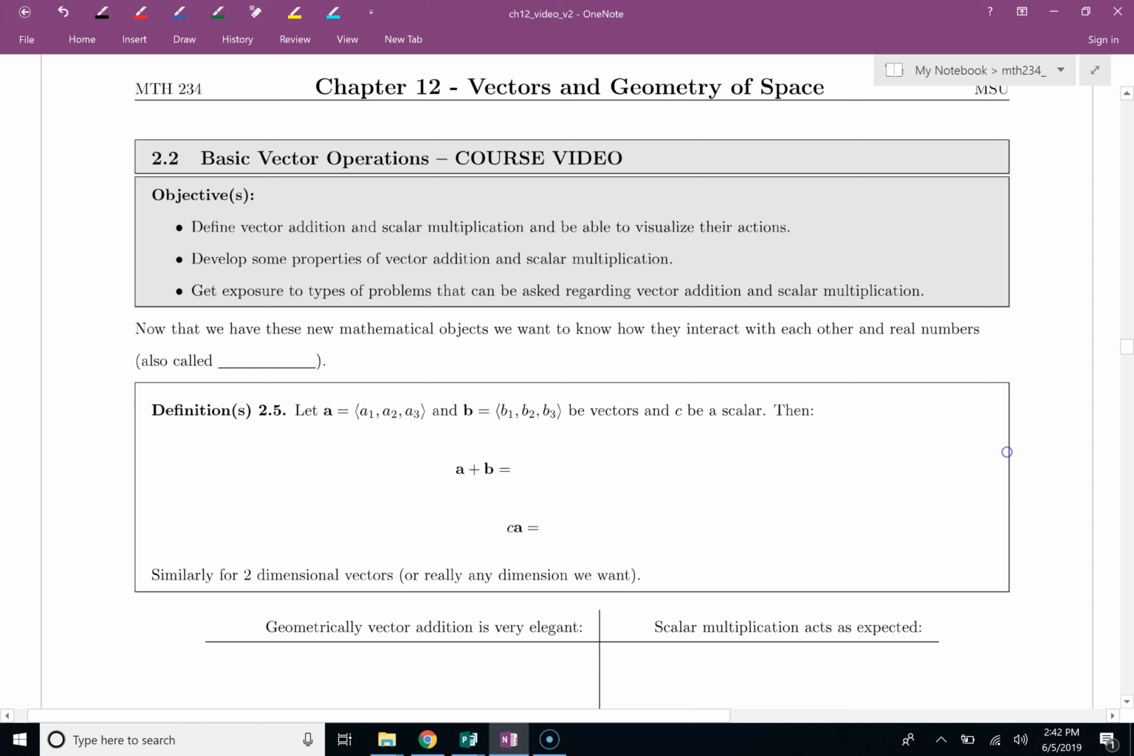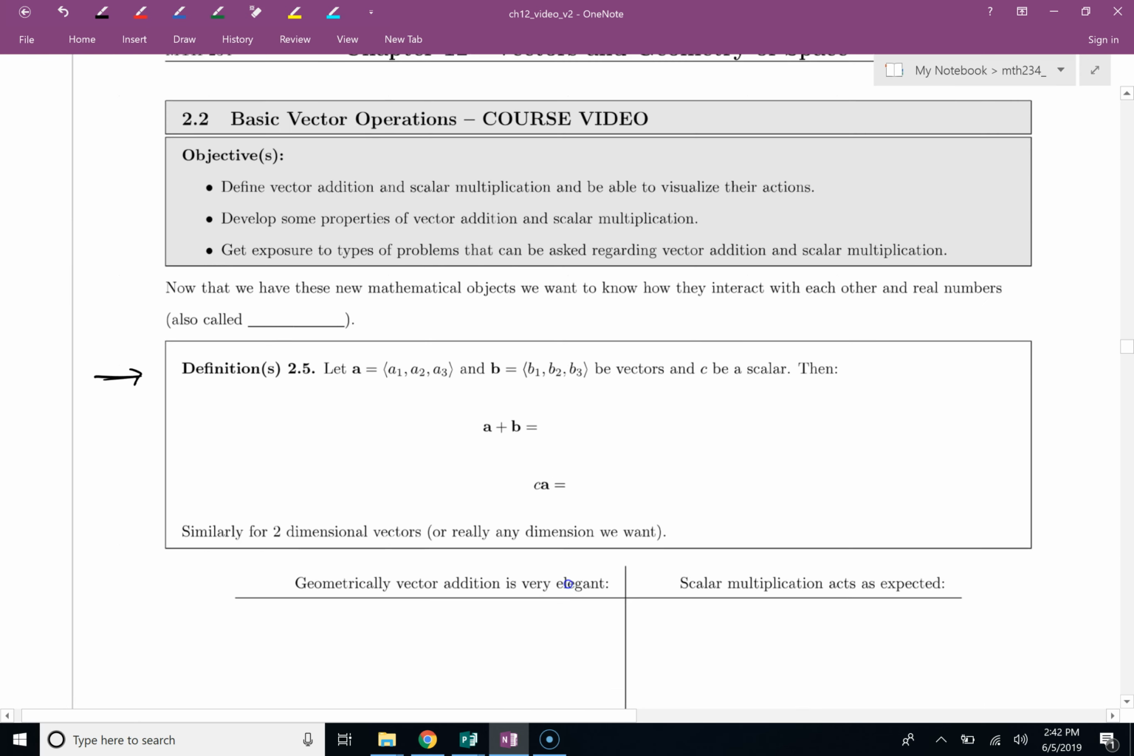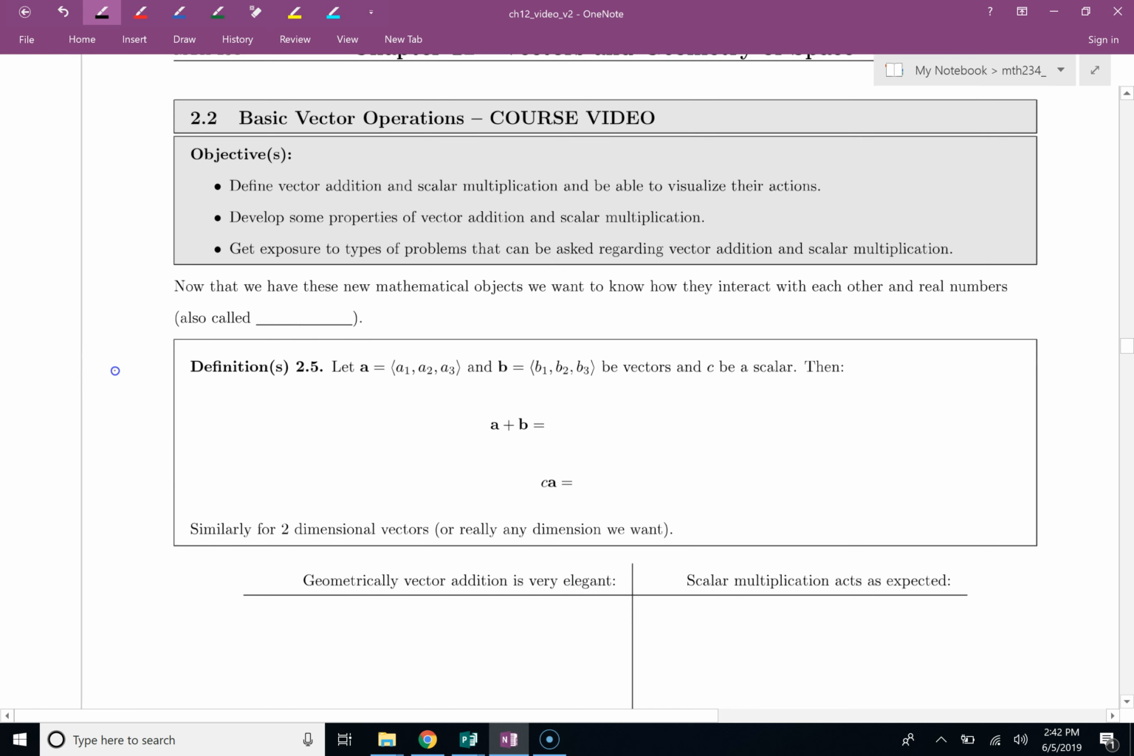Let's get to it. So again, we have this new toy, this vector. Oops, already I'm having a little bit of a technical thing here. There we go. Pen's away, good. I'm right here. All right, so yes, we have this new mathematical object, the vector, and we want to know how they can interact with each other, and also not only other vectors, but also real numbers. So these things are going to be called scalars, and you will see why here in just a minute.